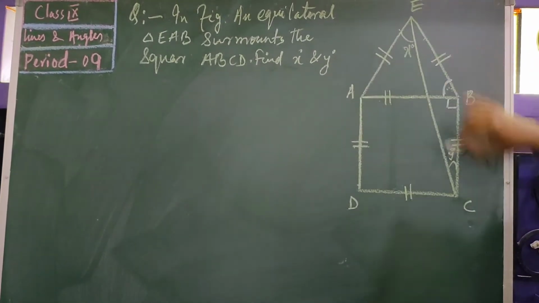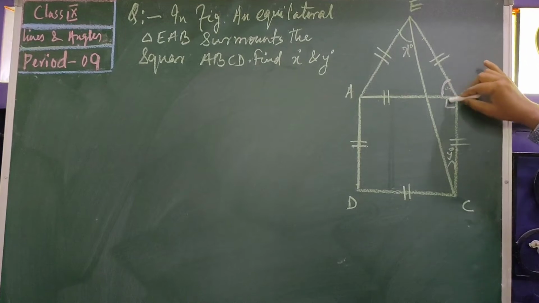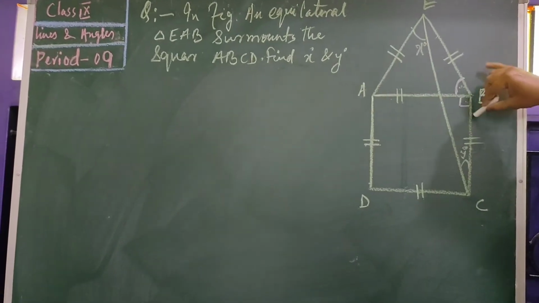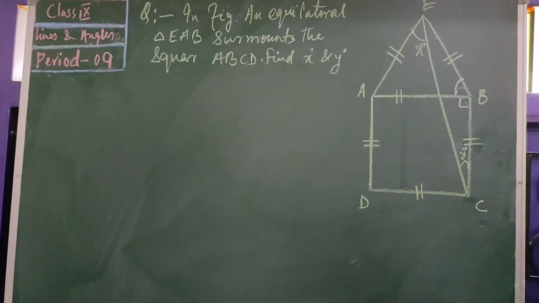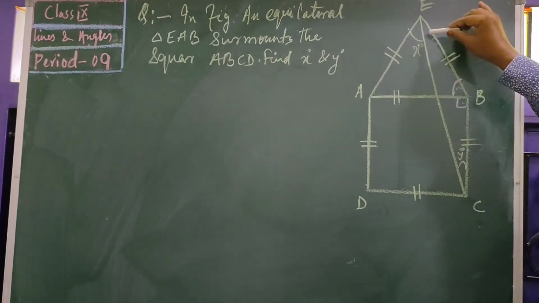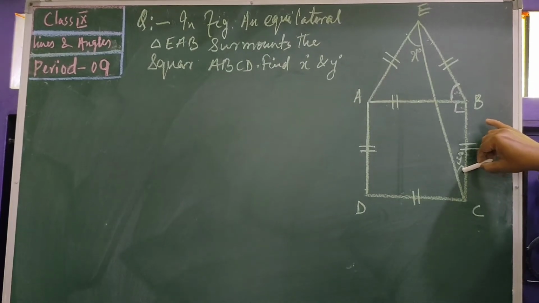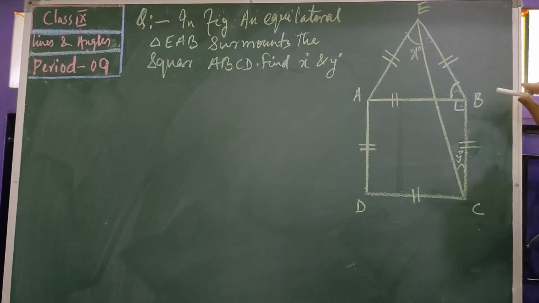In triangle BEC, one angle at vertex B, the angle B is equal to 150 degree. That means the sum of these two angles is equal to 30 degree, 30 degree remaining from 180.